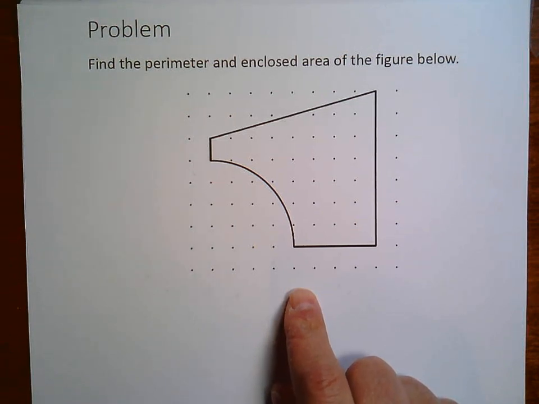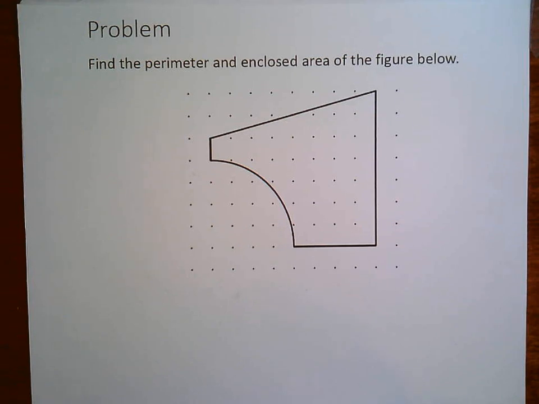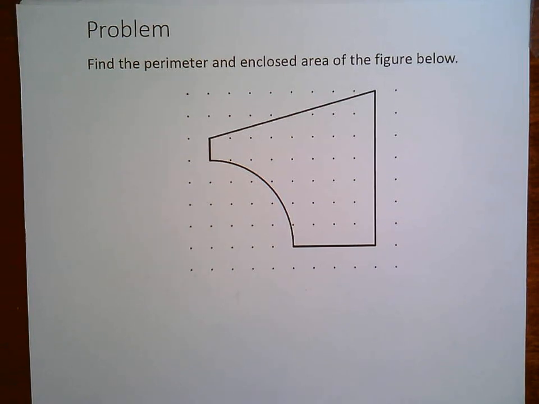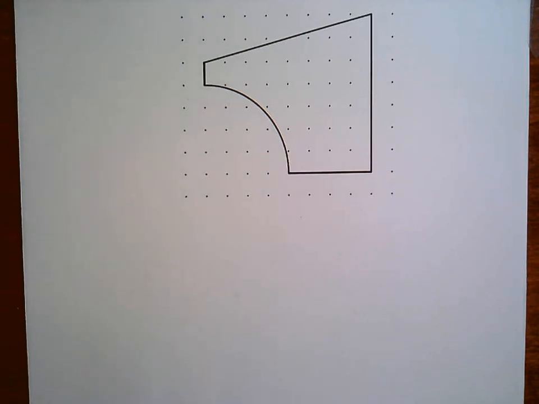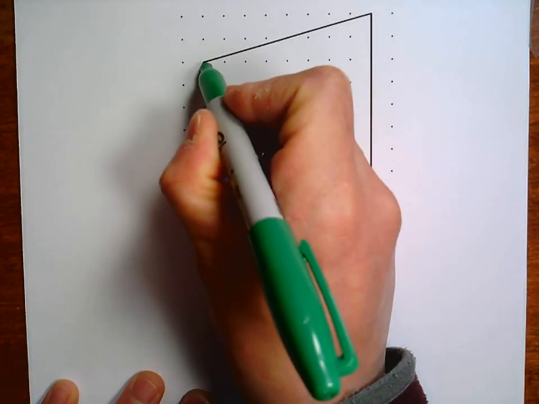This figure is on the geoboard, connecting the pegs. And it's also an irregular figure, right? And that's what makes it a little bit more difficult. So first thing is let's find the distance around it. And what I would recommend is to do the easy ones first. Anything that is perfectly vertical or horizontal is easy to calculate.